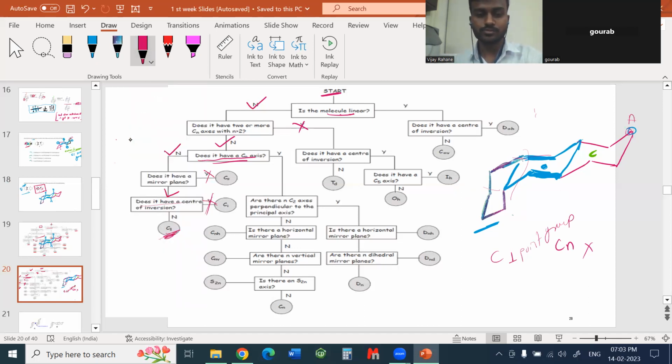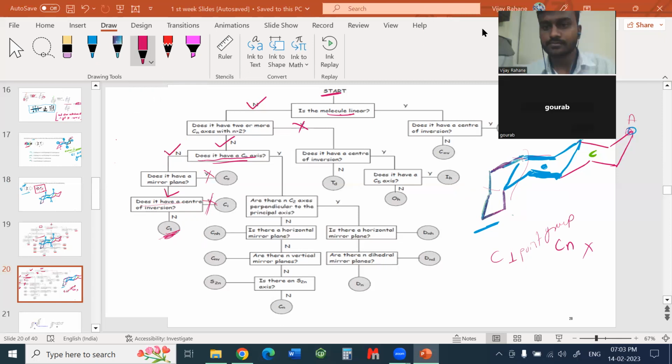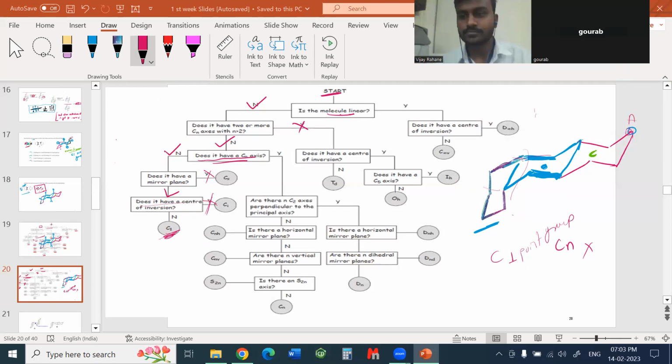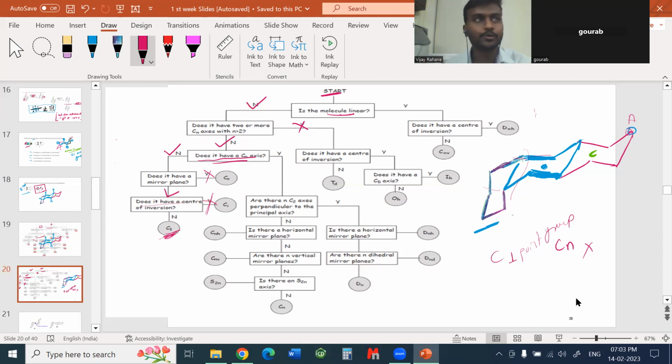This molecule belongs to the C1 point group. So just keep in mind this pie chart. With the help of this pie chart, we can identify which point group the molecule belongs to. So we need to understand this pie chart, so we can get the point group the molecule belongs to.